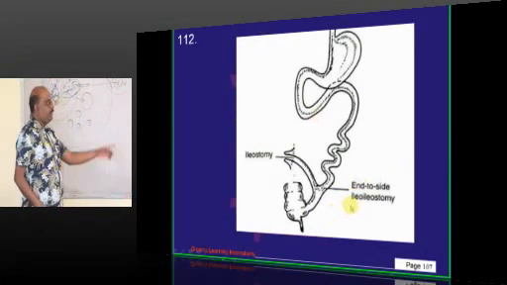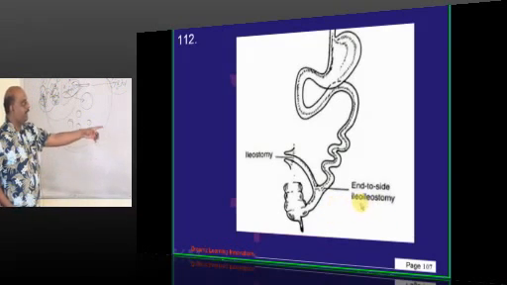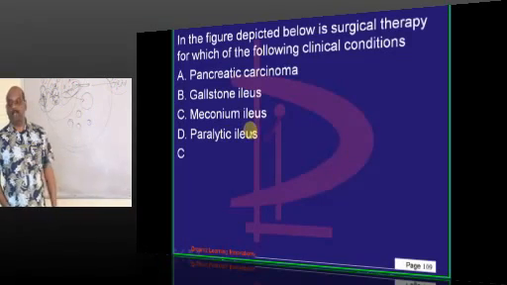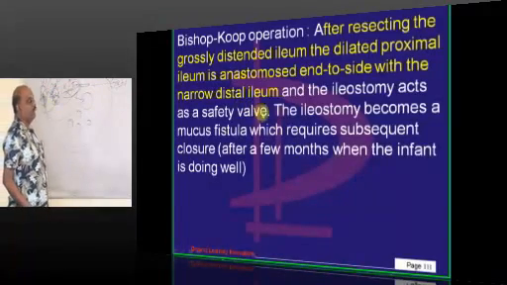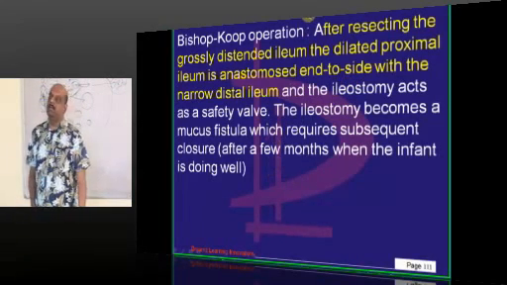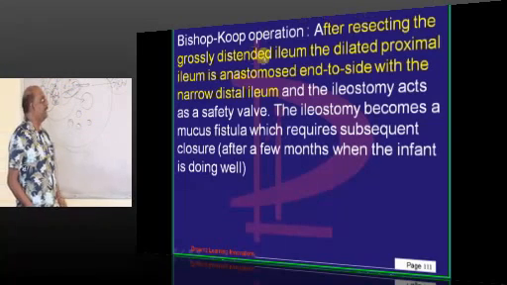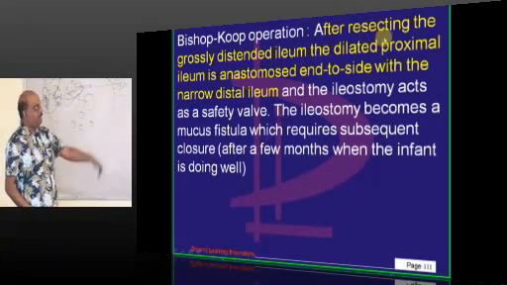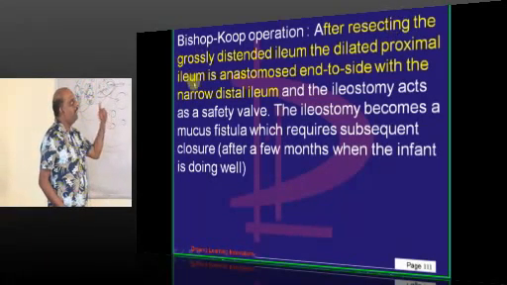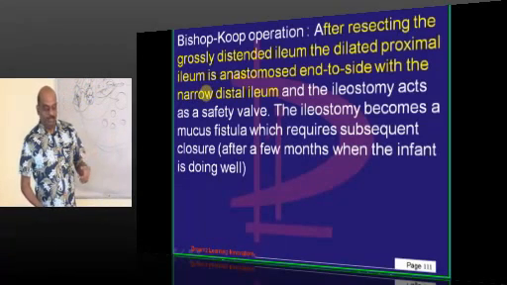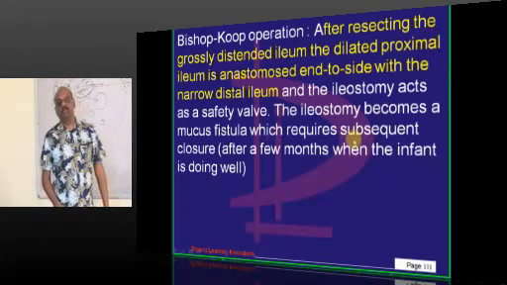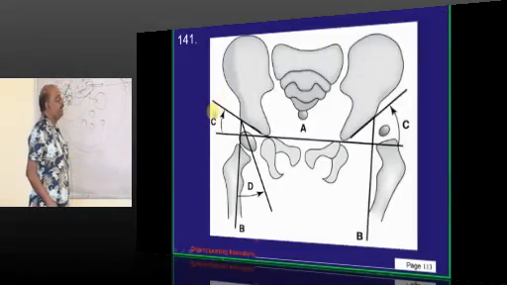So what is the condition where you do an end-to-side ileoileostomy, and for which condition do you use it? Meconium ileus, classically. So you must know Bishop-Koop's operation, where the meconium has led to the obstruction of the ileum, then that grossly distended ileum you will resect it, and the proximal part and the distal part are further anastomosed, end to side. Bishop-Koop is what you need to remember.